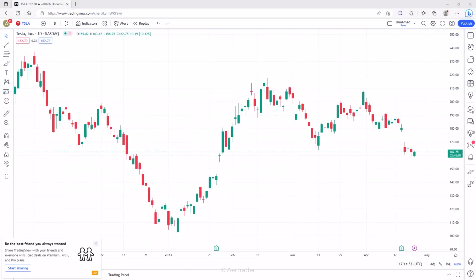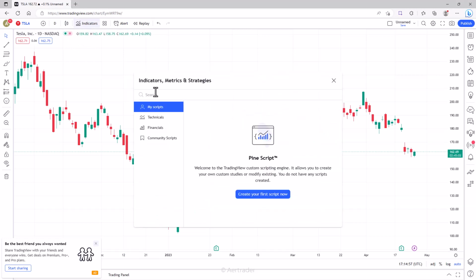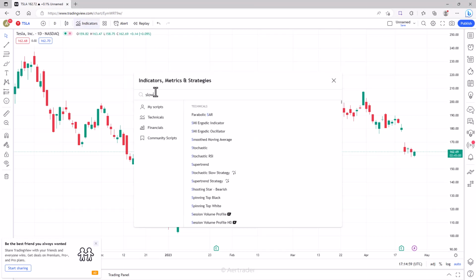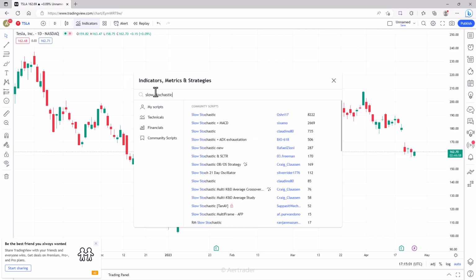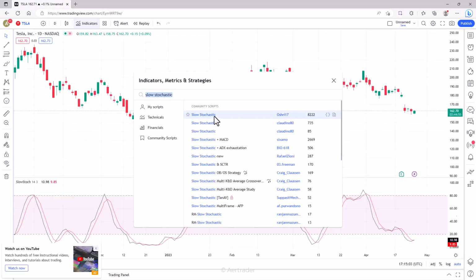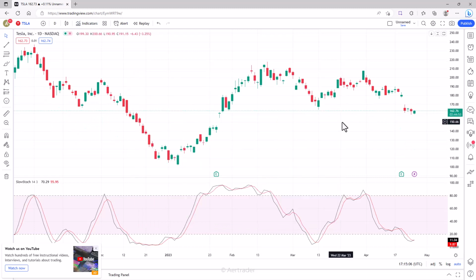Let's take a look at a stochastic added to the chart. Let's click on the Indicators button. Let's type in slow stochastic and select Slow Stochastic. Here we have a stochastic oscillator plotted on the candlestick chart.